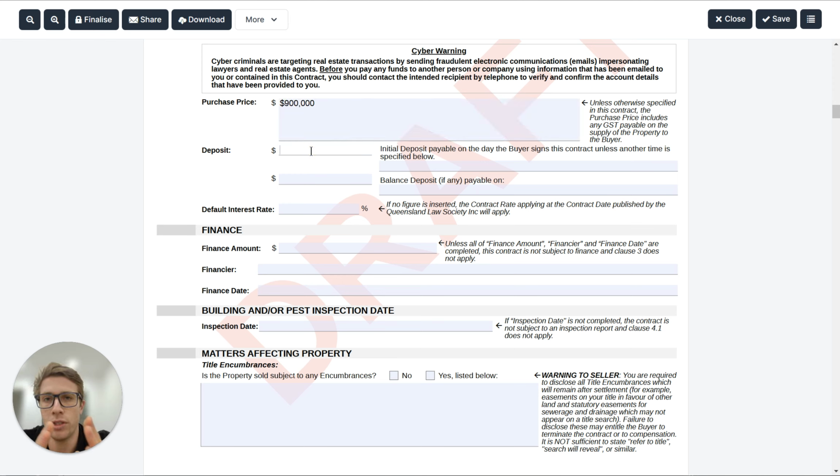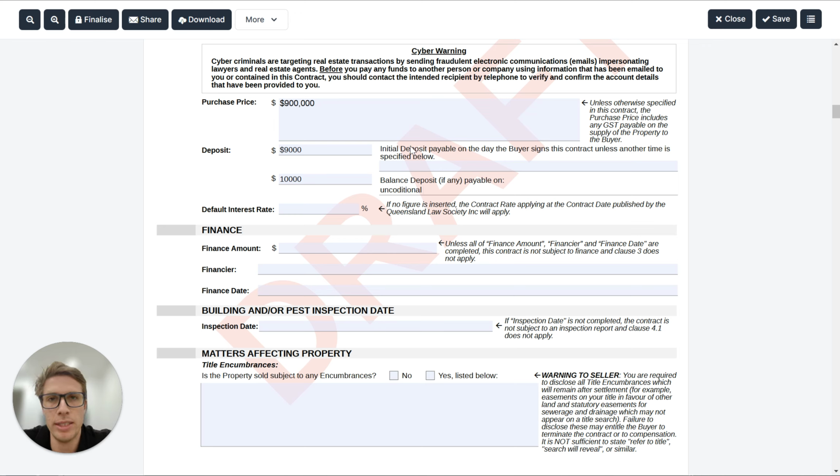This is obviously all discussed prior to the contract, and everyone agrees to it. This is just obviously the legal binding document. So we're going to have a deposit of $9,000, and this here, balance deposit if payable. Normally there's not going to be a balance deposit, but let's say there is. So we're going to pay another $10,000 when it goes unconditional.